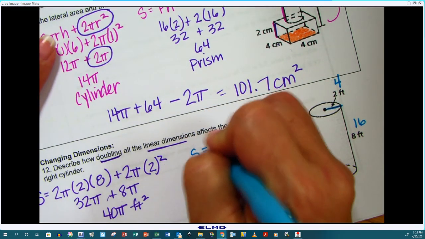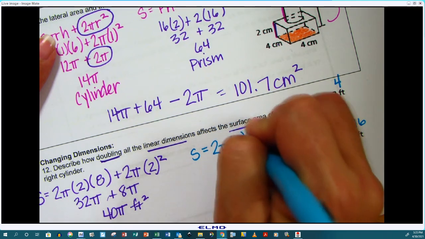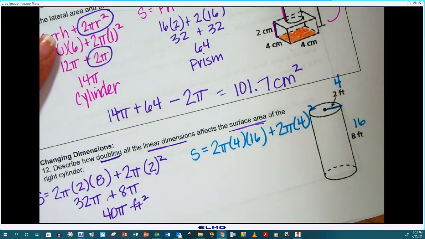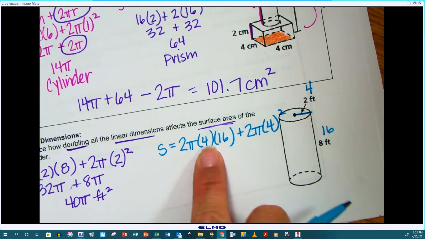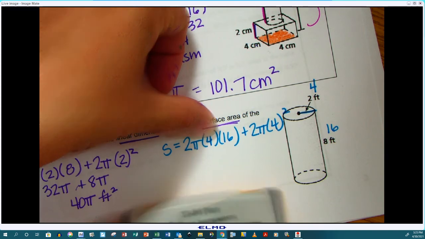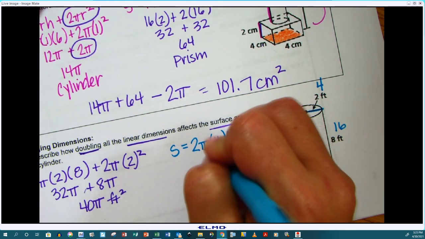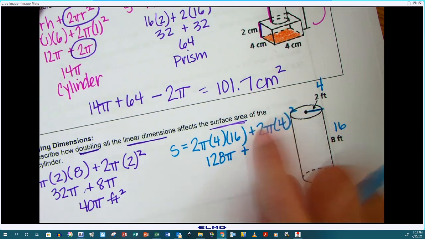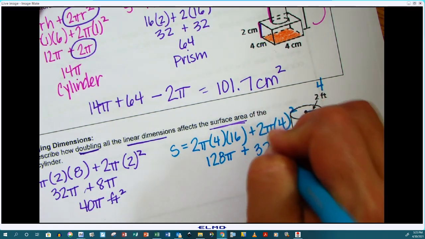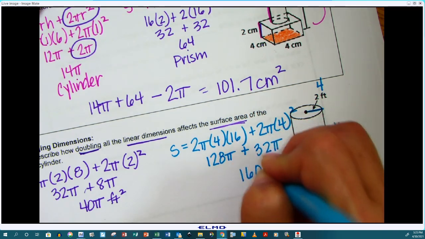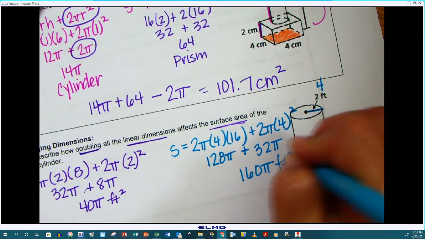So 2 pi 4 16 plus 2 pi 4 squared. So 2 times 4 is 8. 8 times 16 is 128. So this is 128 pi plus 4 squared is 16. 16 times 2 is 32. 128 plus 32 is 160. And this is feet squared.